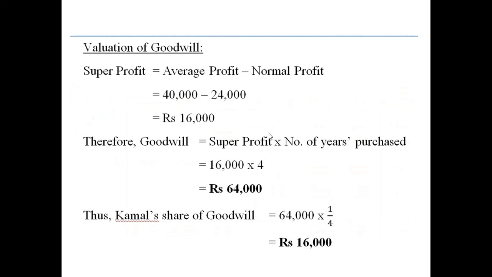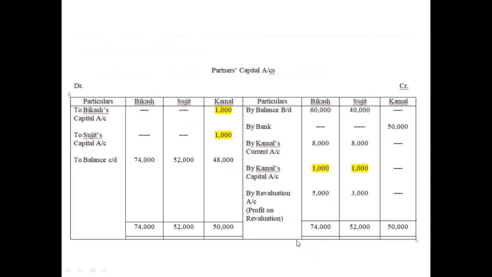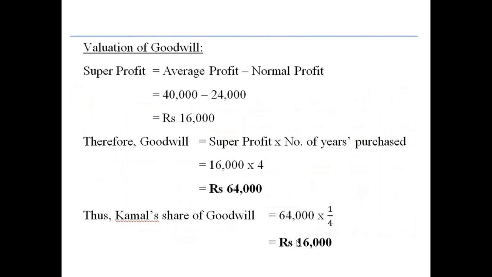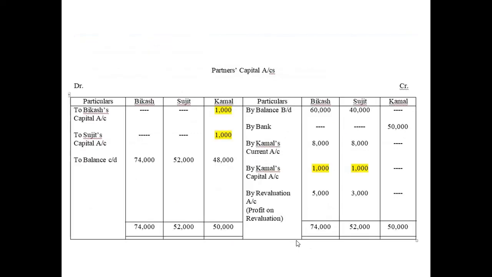As we saw just now, Kamal's share of goodwill was 16,000 and he is unable to bring in his amount of premium for goodwill. That is why we will share this goodwill of Kamal, that is 16,000, between Vikas and Sujit as per their sacrificing ratio, that is 1:1. So this 16,000 will be shared between Vikas and Sujit equally, that is 1/2, 1/2. So it will be 8,000 and 8,000 in the column of Vikas and Sujit.